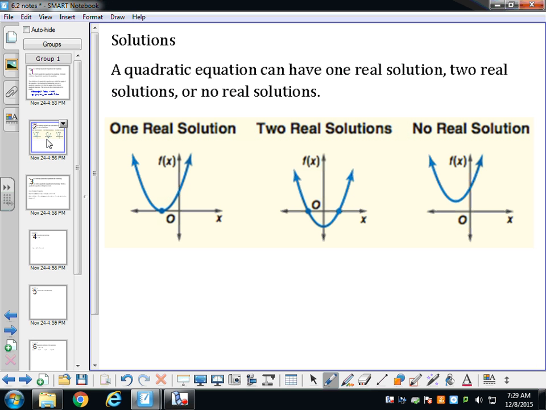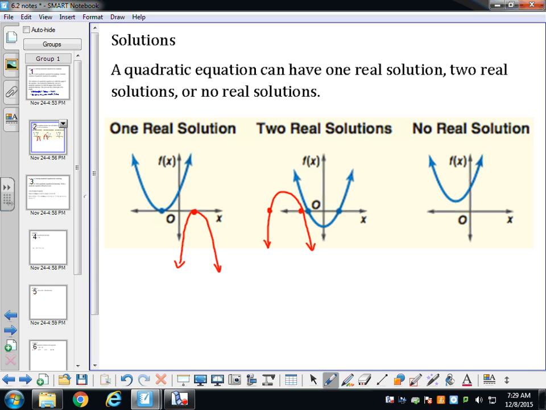When I graph, there are three different options that I could have. I could have one solution, and that's when my parabola comes down and hits my x-axis in exactly one spot, or when it goes up and hits my x-axis in exactly one spot. You might have exactly one solution. You could also have two solutions, where your parabola hits your x-axis in exactly two places. And that can be for either direction.